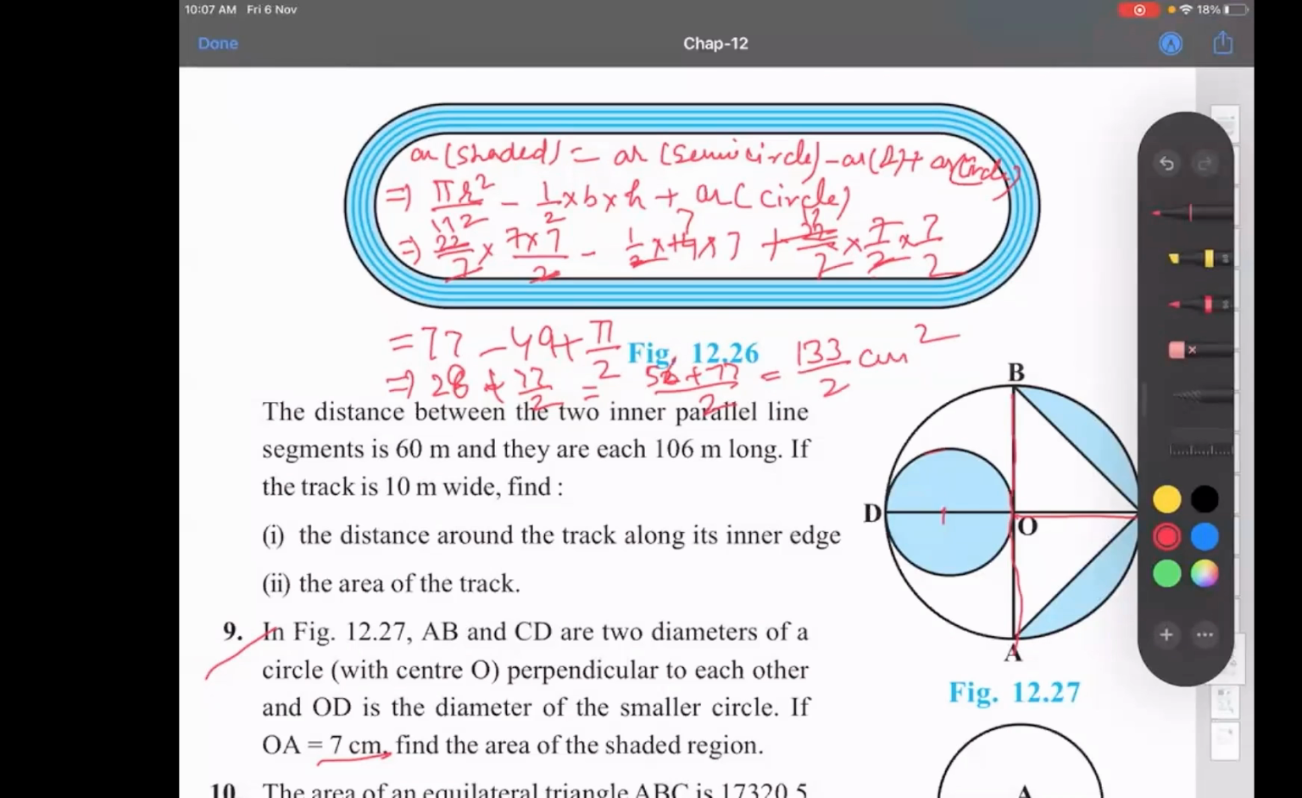How do we find the area of this shaded region? Area of semicircle minus area of triangle plus area of circle, by using all the formulas, because we have the radius of both the circles. Is it clear? Yes, ma'am.